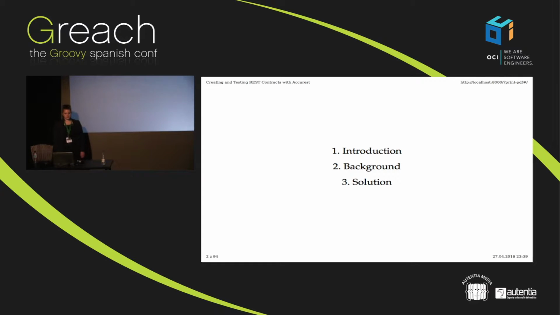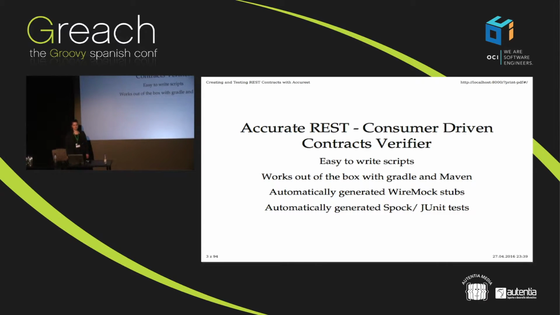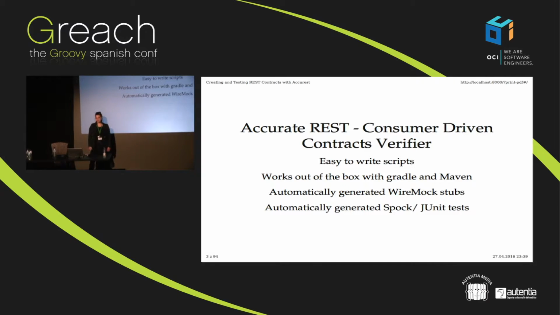So, first, a short definition. Accurest is a plugin which is a consumer-driven contracts verifier. It takes in very easy-to-write Groovy DSL scripts that I will show you shortly. Then it works out of the box with Gradle, and since the last 2 weeks also with Maven. And it will automatically generate YAML stubs. And then it will also automatically generate Spock or JUnit tests.